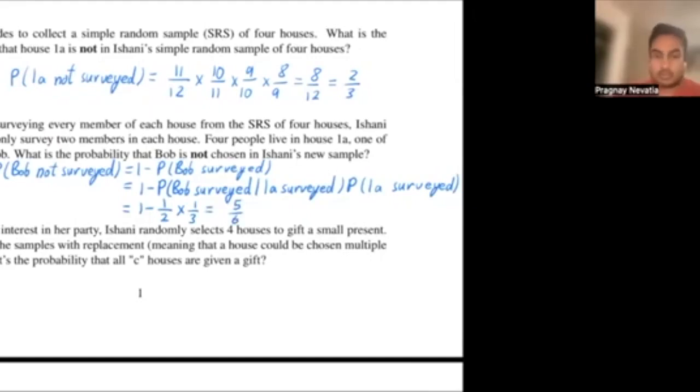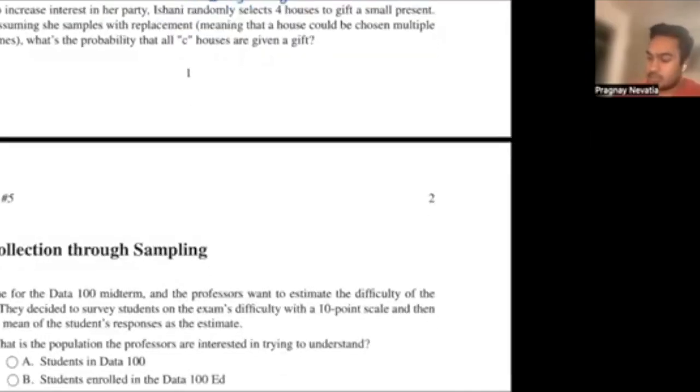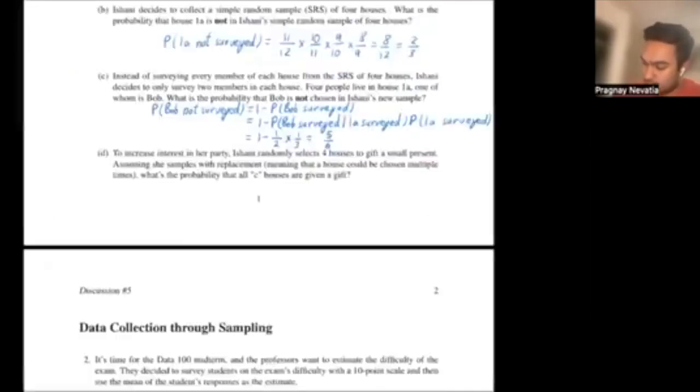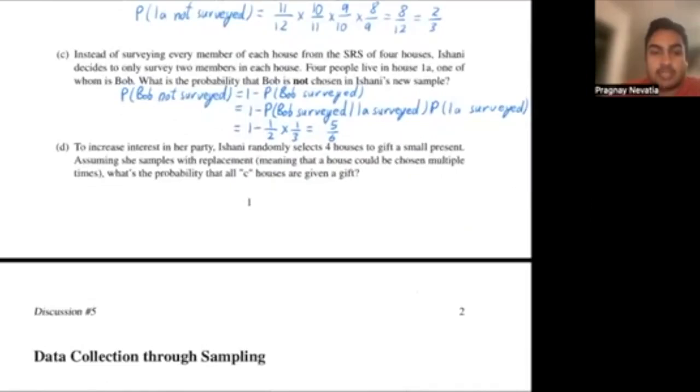Okay, so let's go on to part D. There's no space here, but let's try to work it here. So part D is asking us that Ishani wants to gift a small present to 4 houses, and this time she's sampling with replacement, so a house can be chosen multiple times. So what is the probability that all the C houses are given a gift?